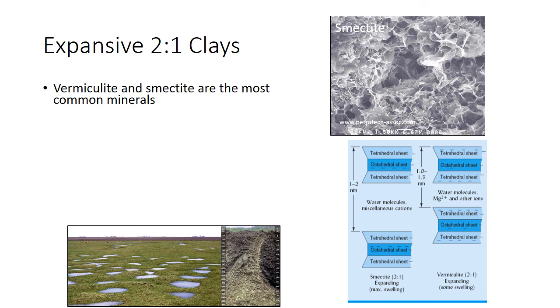2-to-1 clays, some common examples are vermiculite, and then there's a group of minerals called smectites, and these are the most common examples of 2-to-1 clays. These layers are held loosely together, so there are no hydrogen bonds that keep these from expanding like we have for the 1-to-1 clays. In this case, we have two layers of tetrahedral sheets, one layer of an octahedral sheet, and we have this big gap in the middle that can be filled with water and other cations.